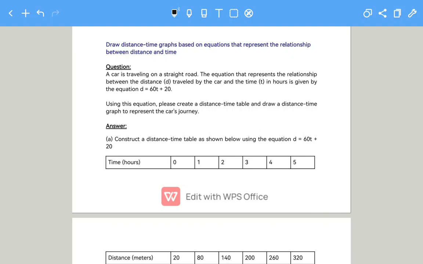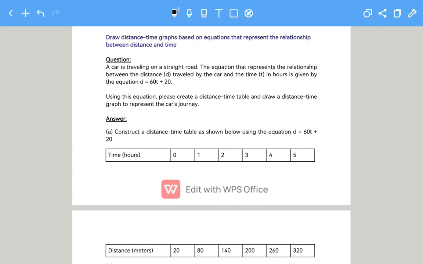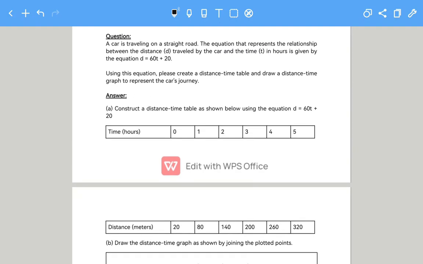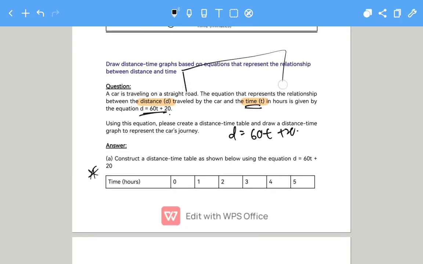Alright, so this is an example question that SPM usually asks. It will not give you this data table. You need to do it by yourself. He will only give you this formula: D equals 60t plus 20, where t is the time and D is the distance. So we have these two variables, so we are able to find a graph like this.